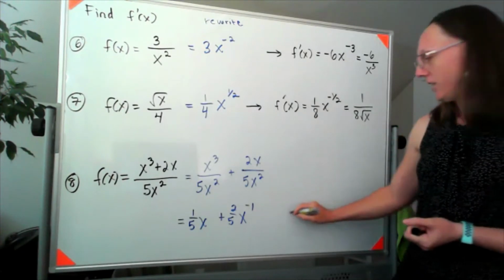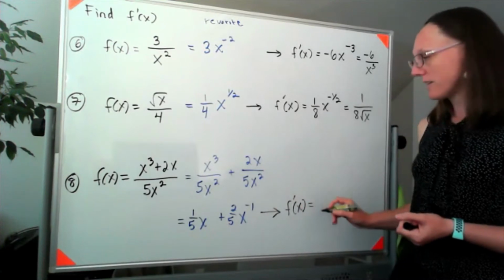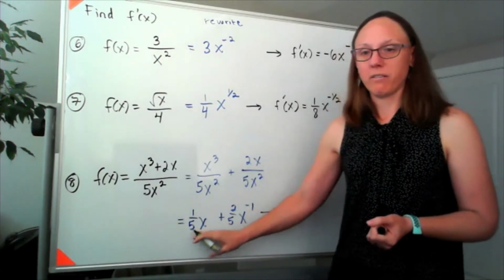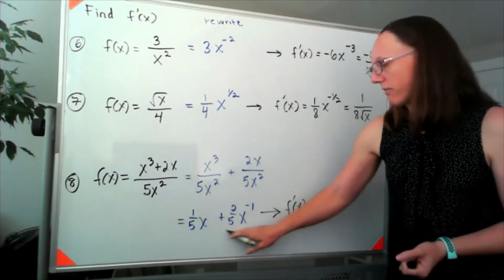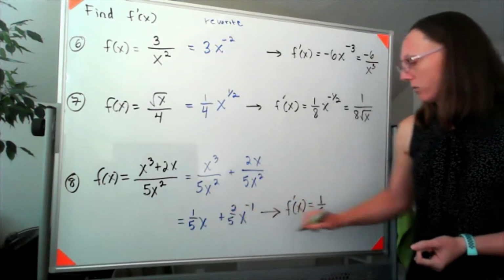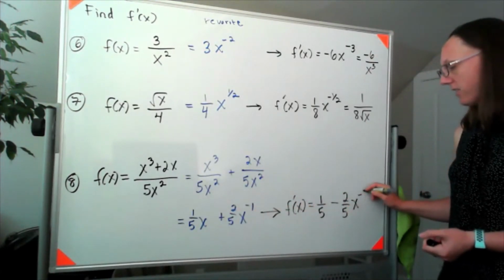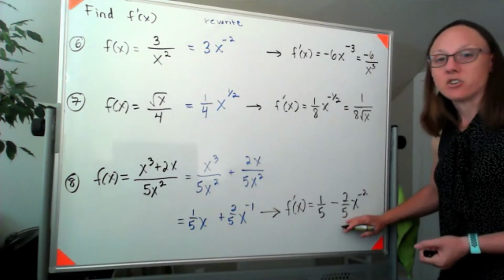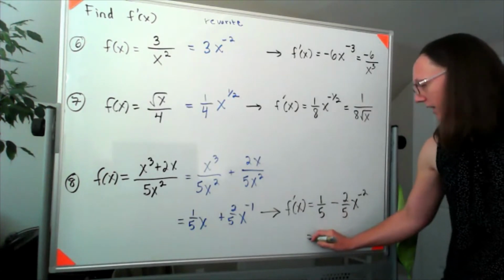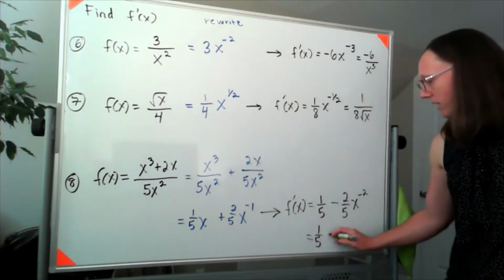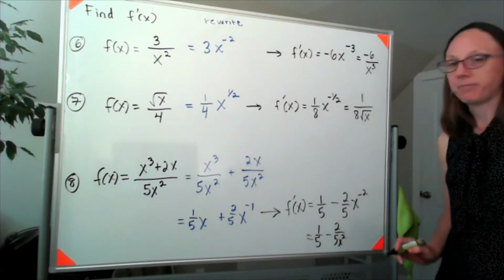Down here, when I take that derivative, we're going to have 2 pieces to it. The derivative of 1/5 of x, just left with that 1/5. And the derivative here, I'll take the negative 1, multiply it down in front. So I'll have negative 2/5 x to the negative 2. And just like we did on the others, you could choose to rewrite this. And I could say that's 1/5 minus 2 over 5x squared.